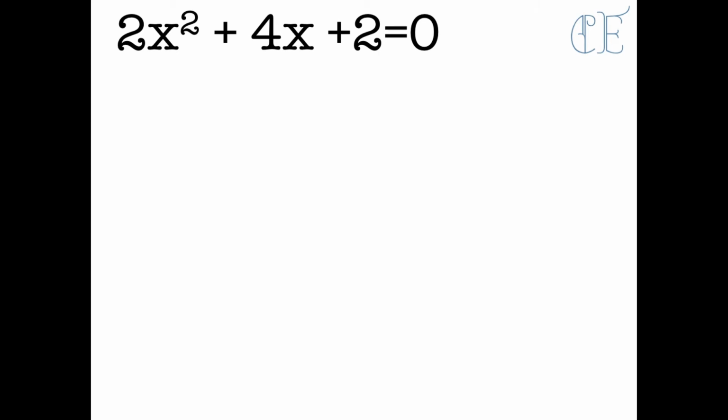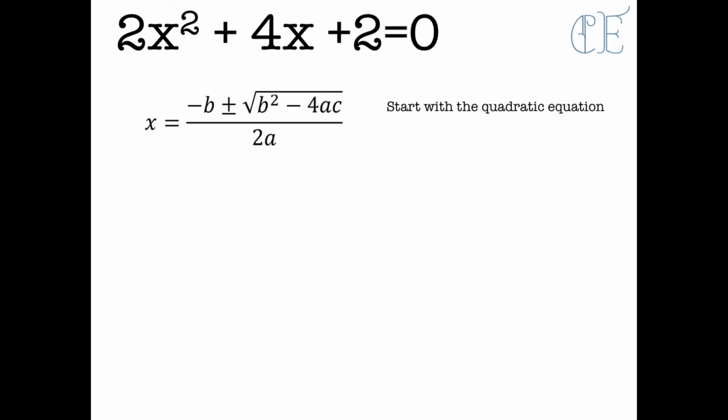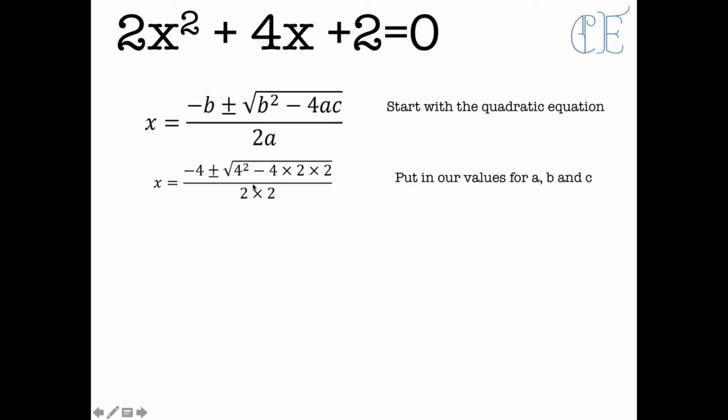Okay, if you've had a go, let's begin with the quadratic formula. And then we're going to put in all of our numbers. So a would be 2, b would be 4, and c would be 2. So I'm going to put in all of those numbers. Minus 4 plus or minus the square root of 4 squared minus 4 times 2 times 2, divided by 2 times 2.